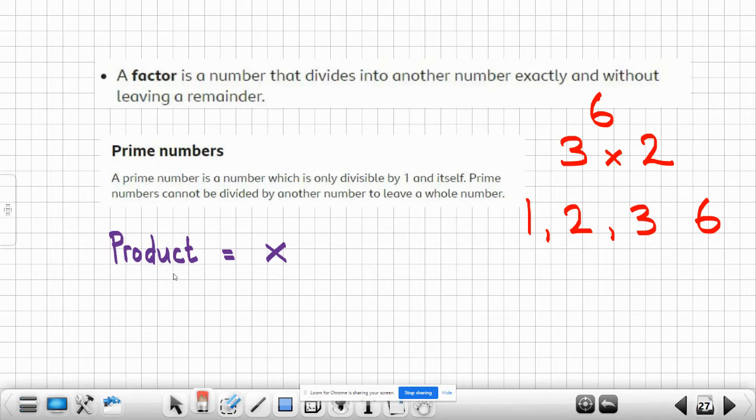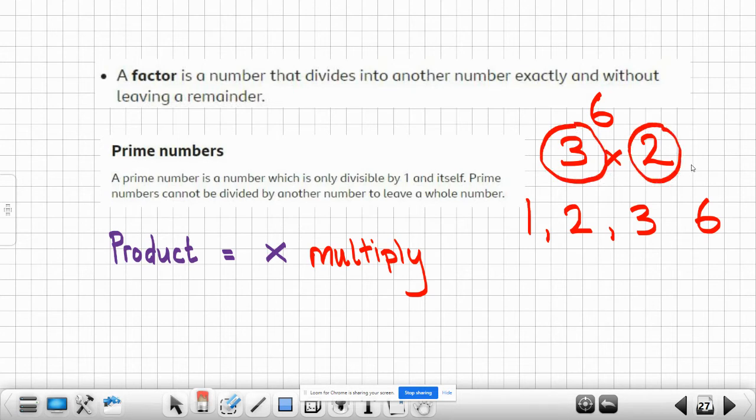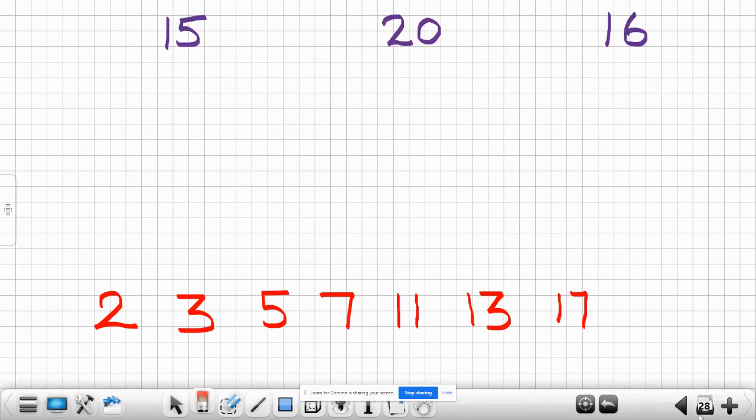And finally, a product. Product in mathematical terms just means multiplication. So we're just multiplying. If we look at 6, we could write it as a product of its primes by writing 3 times 2. They are 2 prime numbers. And when we multiply them together, we get 6. Okay, that's a very brief introduction. You may want to go back and explore that a bit more.